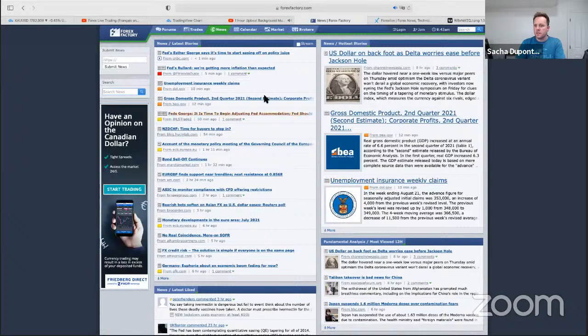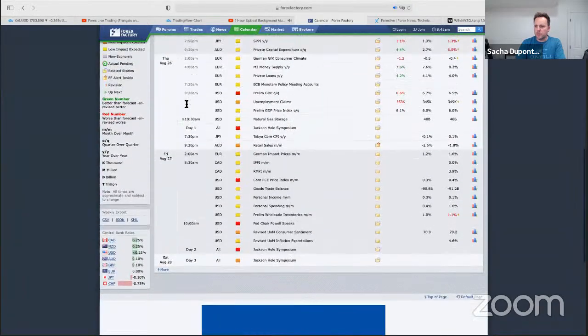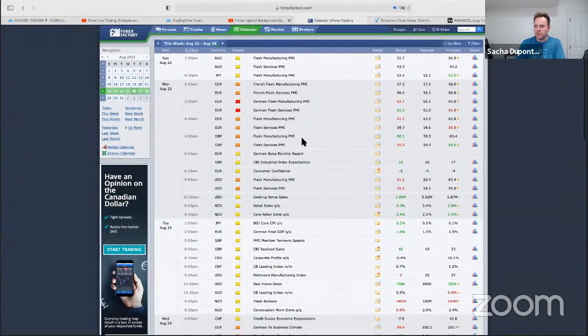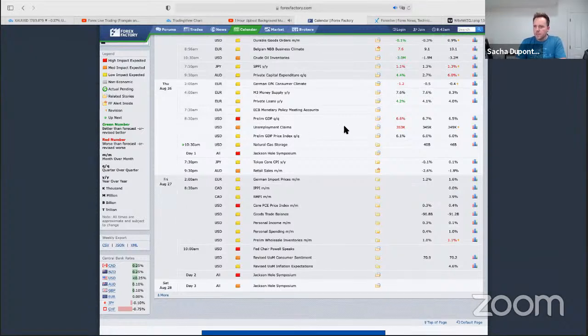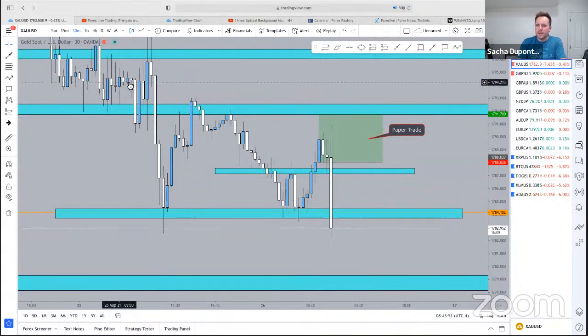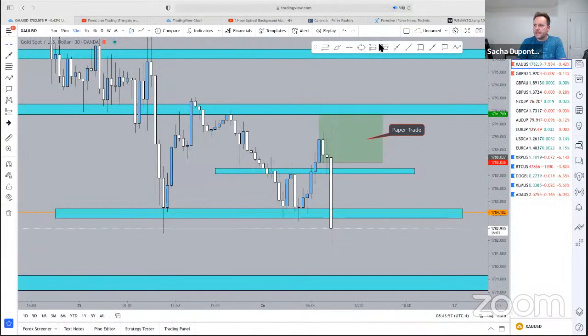Let's see, not news, calendar. Right now, where are we? Monday, Tuesday. Oh, this is some bad news here for the US. So technically, gold should be up, not down. I guess it's coming down to grab some liquidity and it's going to push back up after. Sketchy. Really sketchy, my friend.